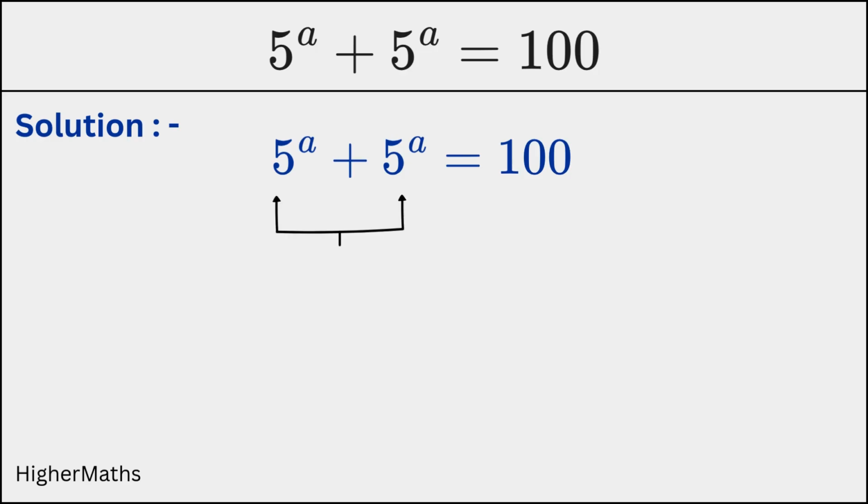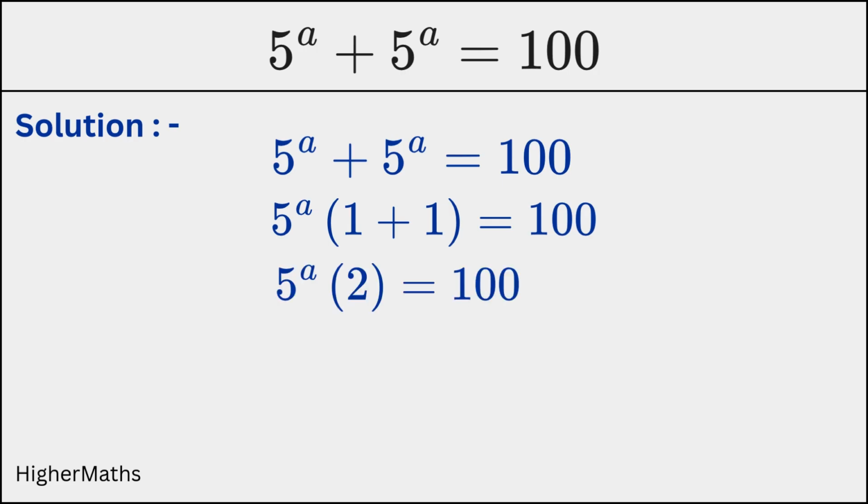Here on the left side, 5 raised to the power a is common. So we'll take 5 raised to the power a out of the bracket. Then in the next step it will be 5 raised to the power a multiplied by 1 plus 1, which is 2, and this is equal to 100.